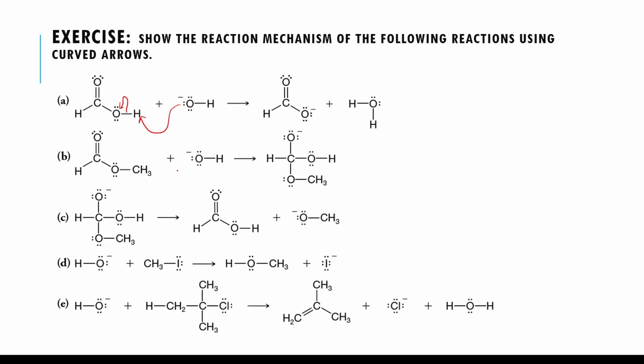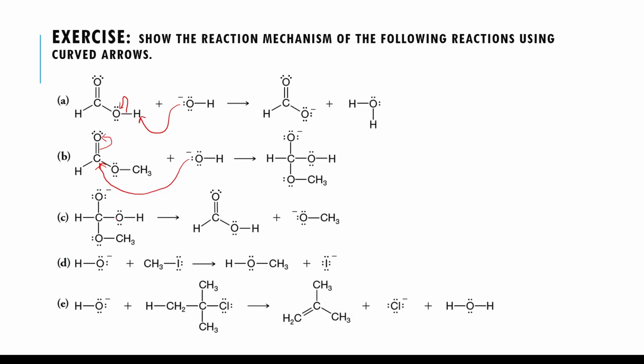So a new bond between oxygen and a carbon is forming. So a curved arrow from oxygen to carbon. Let's draw it better. I have to use the lone pair of oxygen, and I have to end on the carbon that is connecting these two atoms. Then the pi bond is breaking and it's moving as a lone pair on oxygen. So by just showing these two arrows, we show the reaction mechanism.